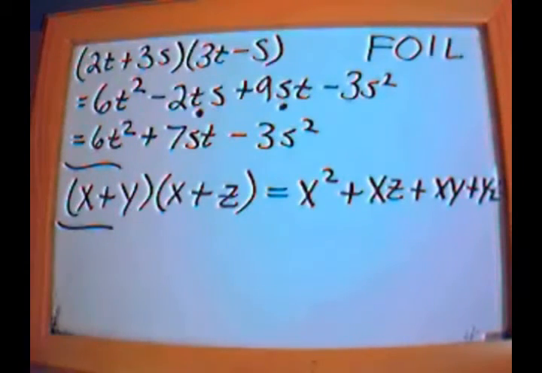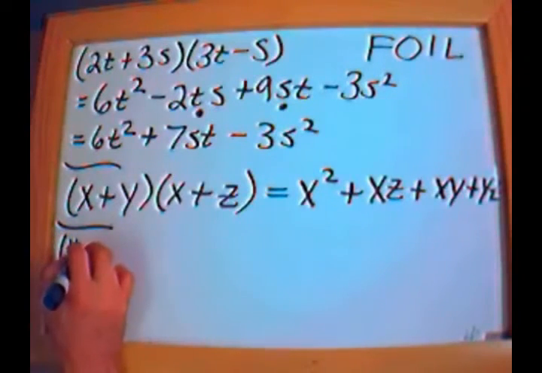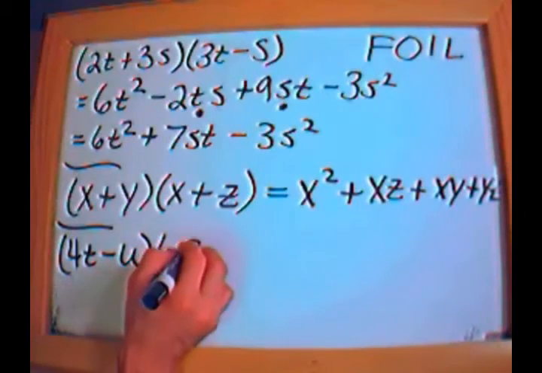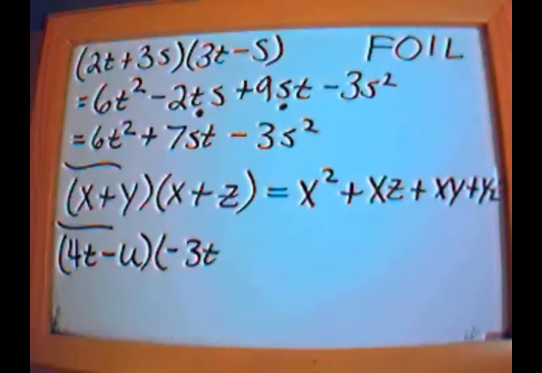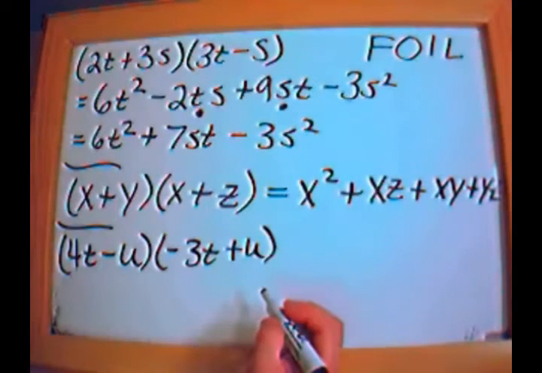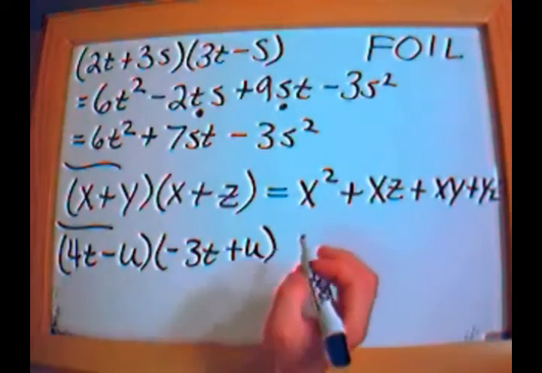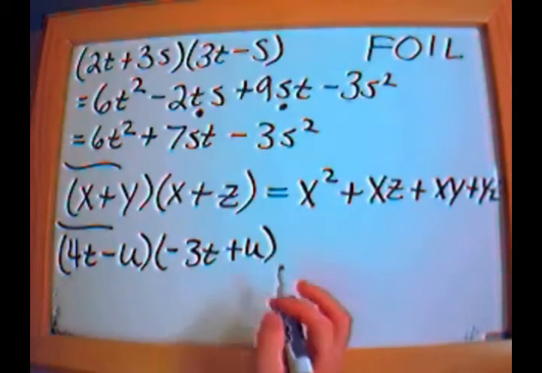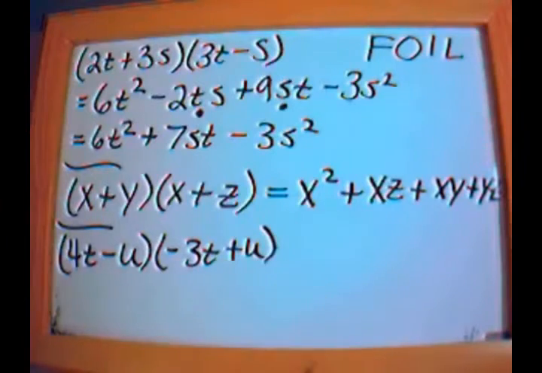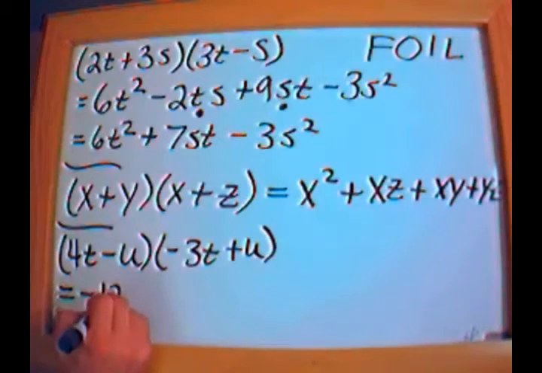Alright, we're making some progress here. Let's go ahead and do one more that's sort of similar. 4t minus u times negative 3t plus u. Okay. Well, what's the first term going to be multiplied together? 4t times negative 3t. 4t times negative 3t is negative 12t squared.